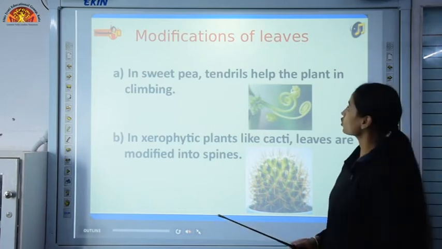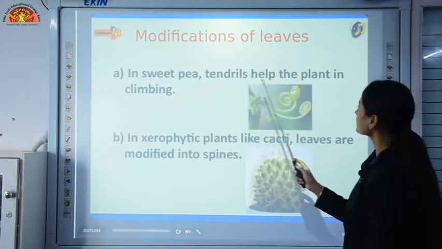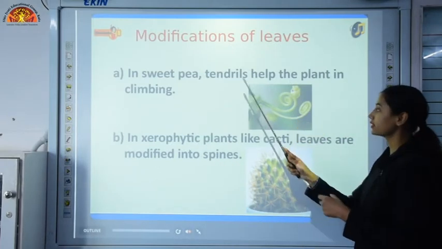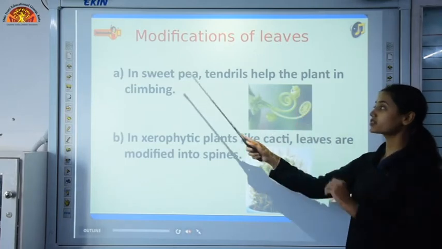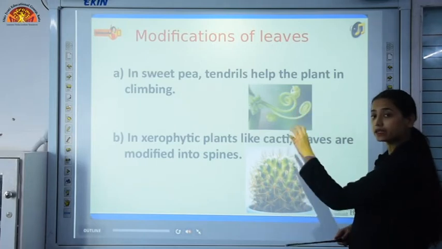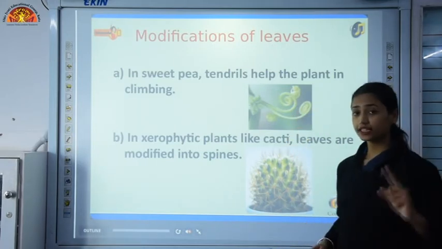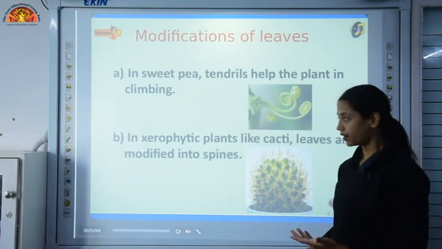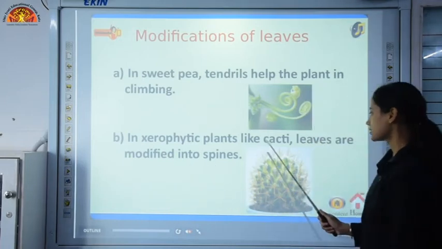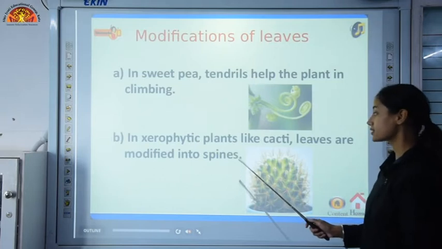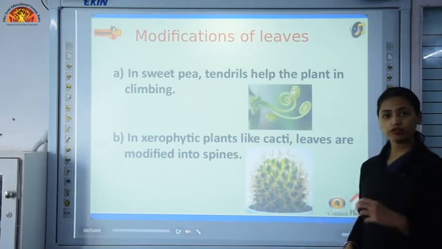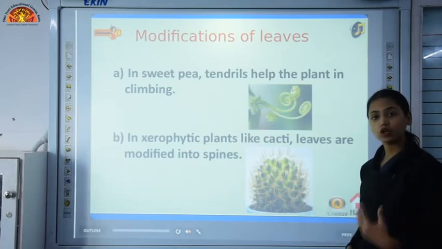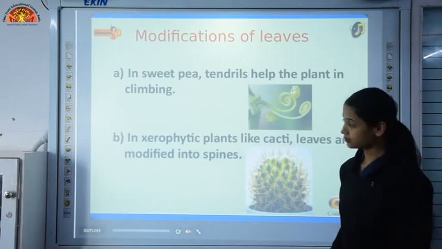Okay, now modification of leaves. In sweet pea, tendrils help the plant in climbing. You can see this coiled thread-like structure. This is a tendril, and these are modified leaves. Example is sweet pea. These tendrils help the plant to climb, like in case of climbers, I told you that they take support of your neighboring wall or any neighboring plant. Then in xerophytic plants like cacti, leaves are modified into spines. In the cactus plant, we cannot find leaves, but those spines are modified leaves, and they control the loss of water from the body of the cactus.